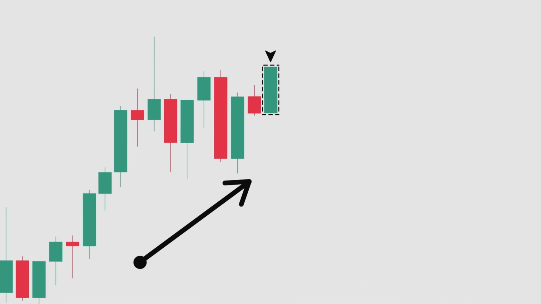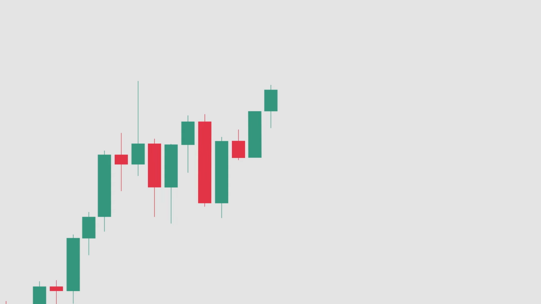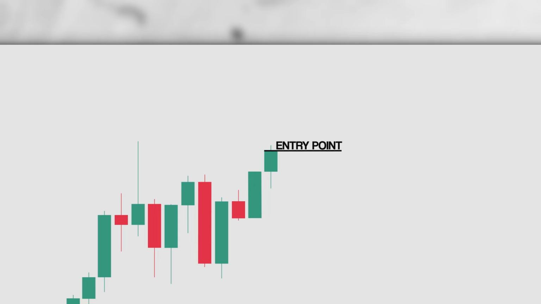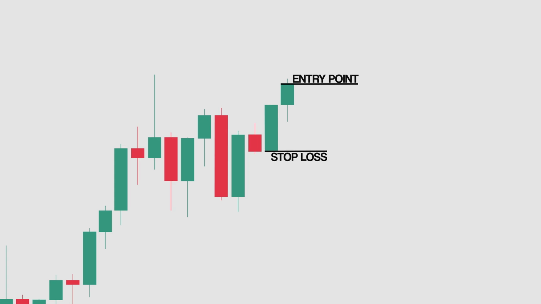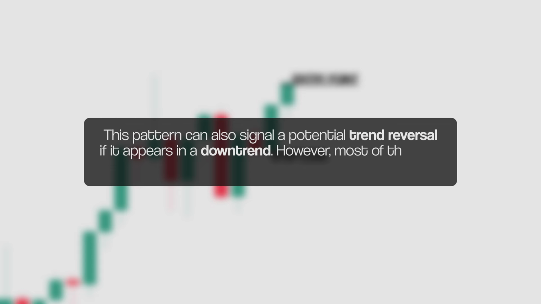On the chart, we can see this candle forming within an uptrend. We wait for confirmation in the form of the next bullish candle. The close of that candle becomes our entry point for a long position, while the low of the Marubozu candle is used as the stop loss. This pattern can also signal a potential trend reversal if it appears in a downtrend. However, most of the time it acts as a trend continuation pattern.